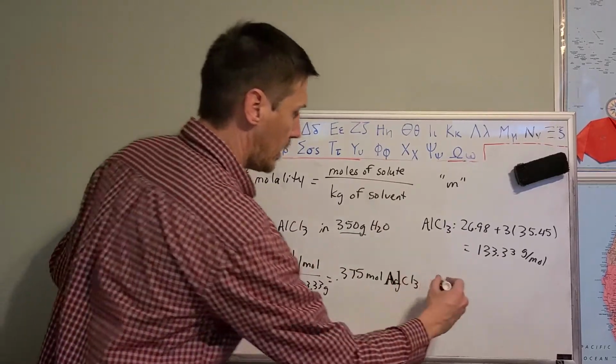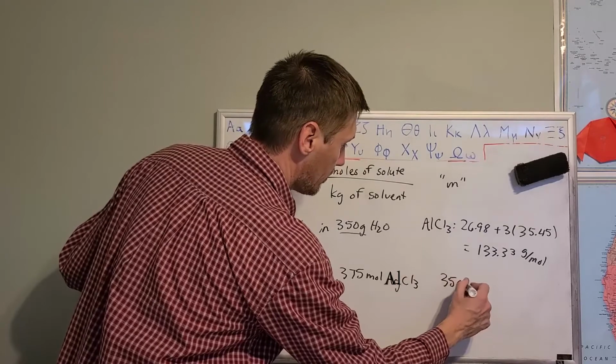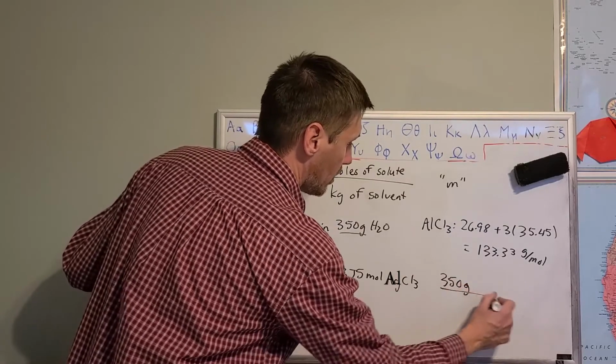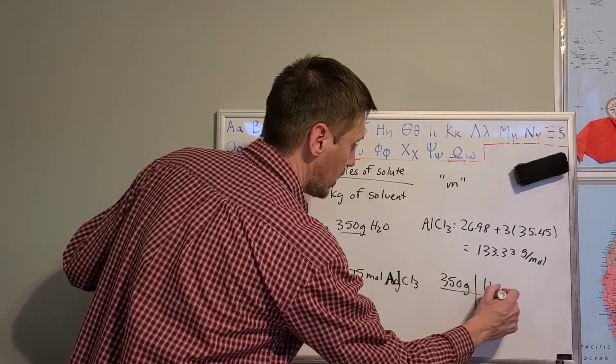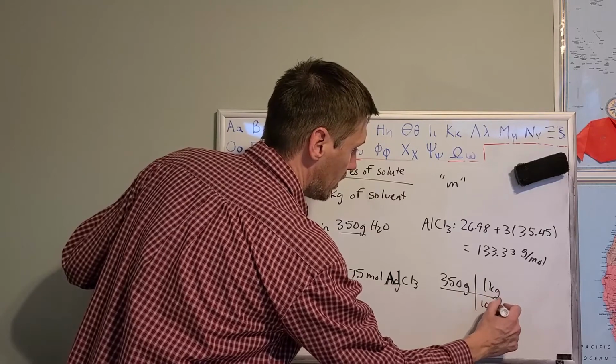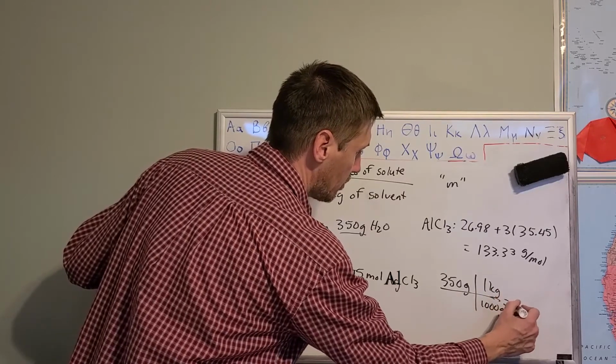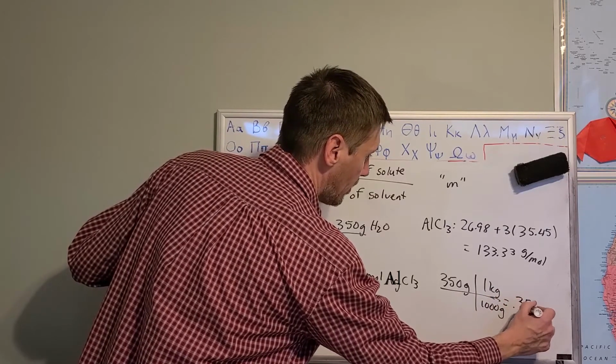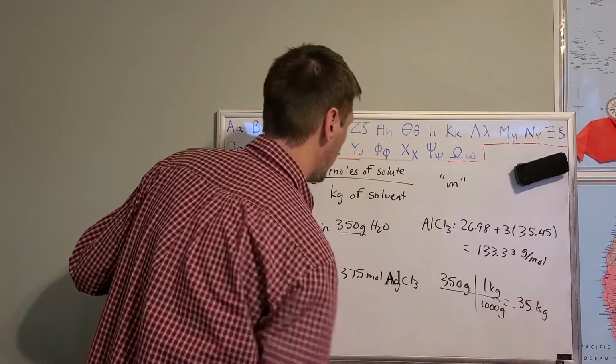All right, and then 350 grams of H2O. Let's go ahead and convert that to kilograms. 350 grams. We know that 1 kilogram is equal to 1,000 grams, and so that's going to equal 0.35 kilograms of H2O.